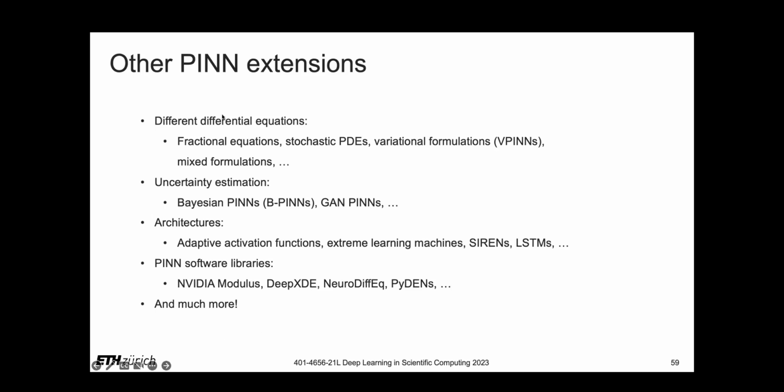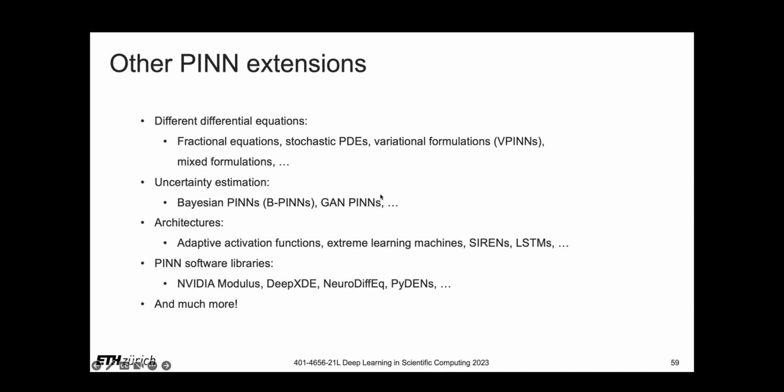But very briefly, we've been talking about partial differential equations for the most part. There are also other types of differential equations like fractional equations, stochastic PDEs, and weak formulations of your differential equations as well. PINNs can be adapted to all of these settings. I haven't even talked about uncertainty estimation, but you can use PINNs to get the network to be uncertain about the solution and give you uncertainty bounds. These are Bayesian PINNs.